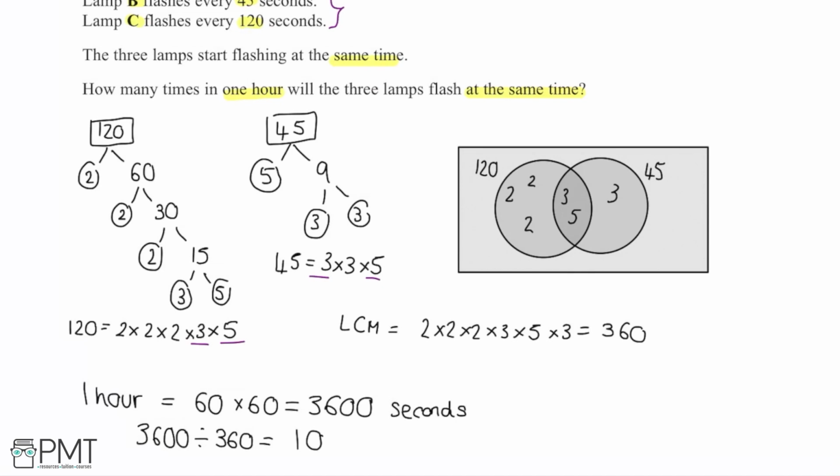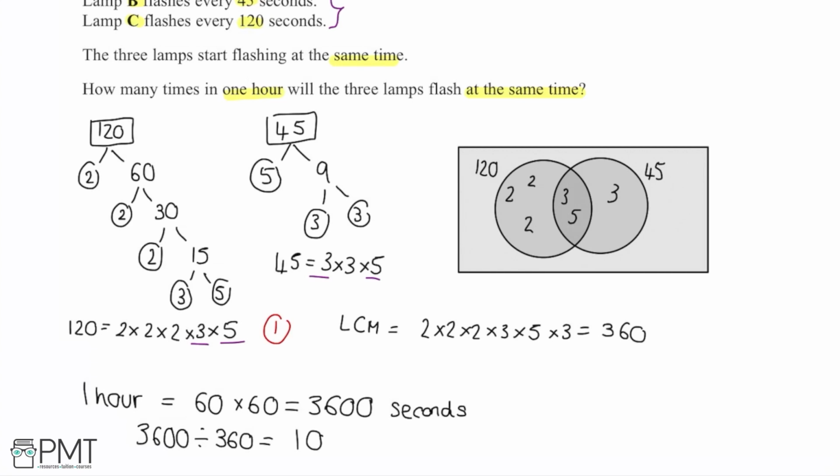So the first mark here would be for starting a process to find the lowest common multiple of the 3 values that we have. So if you've written out some prime factorizations or multiples of 45 and 120, you would get the first mark here.